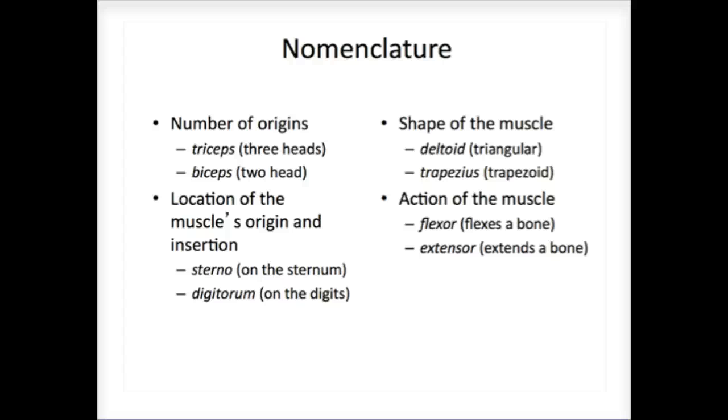The location: sterno, digitorum, femoris, dorsi. Those are all basic locations. Now, notice we can also do it in terms of the origin and the insertion. The sternocleidomastoid: cleido, clavicle; sterno, sternum; mastoid, the mastoid process on the skull. So that means you have a muscle that attaches right at the joint between the sternum and the clavicle, attaches to both bones, and then comes up to the mastoid process. Well, when you shorten that muscle, it brings the mastoid process towards the sternum and the clavicle, and that's why you can turn your head and you can feel that muscle contract.